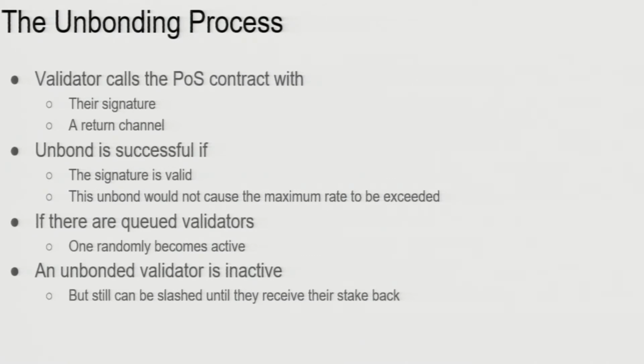To prevent that kind of thing from happening, we have a holding time, which is yet unspecified as to how long that is. So an unbonded validator is inactive. They are not actively doing any more validation work, but their tokens are still held, and they can still be slashed until after the holding time has passed. And when they unbond, if there's someone in the queue, randomly one is chosen and they become active.